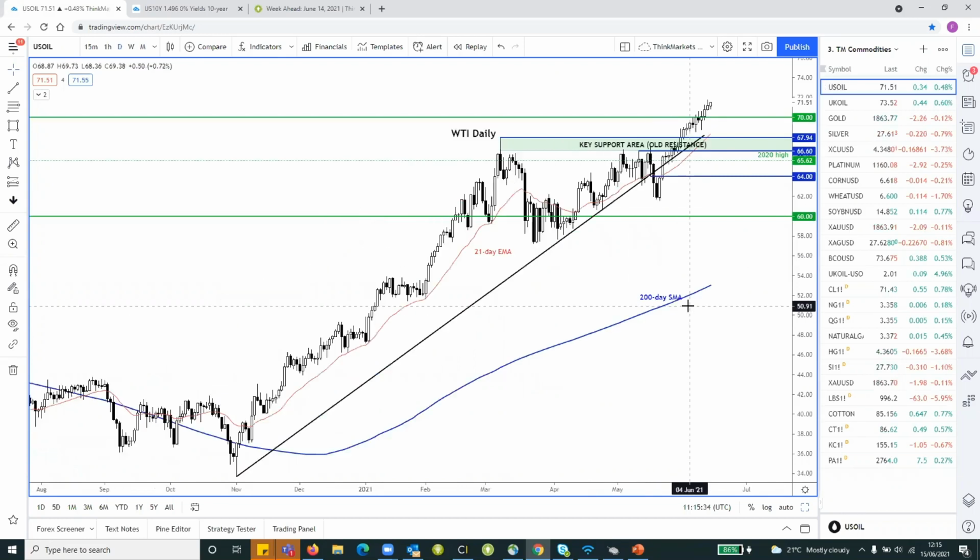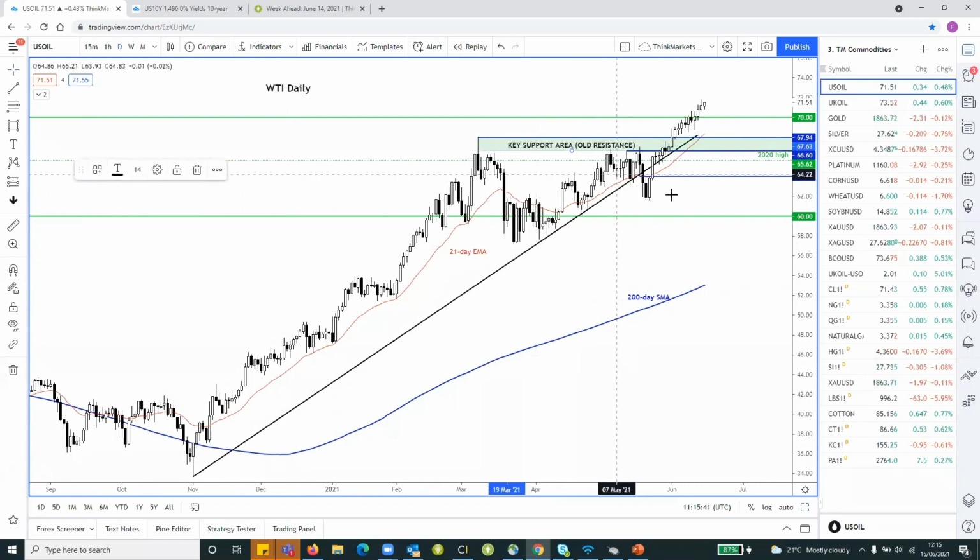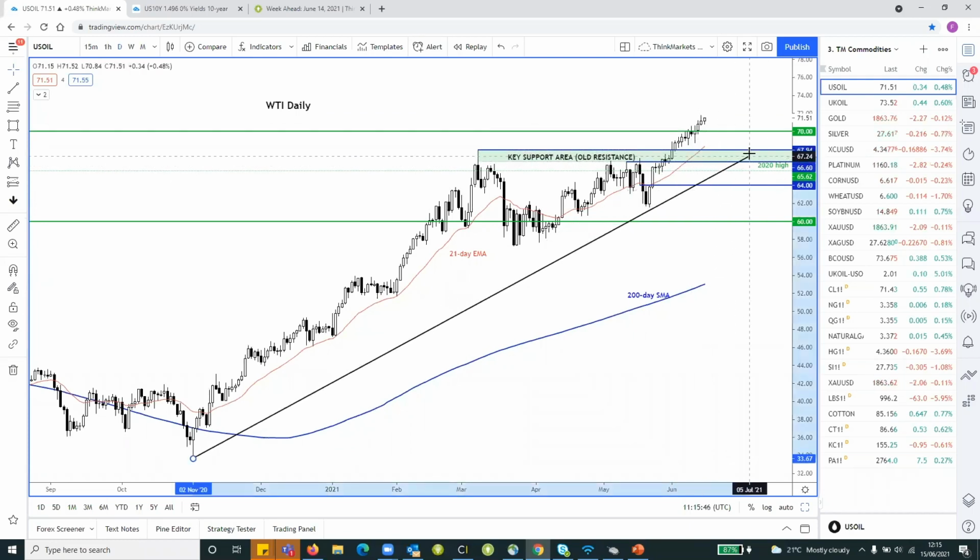Finally, crude oil is looking very interesting. It has broken resistance, and continues to break resistance after resistance after resistance.